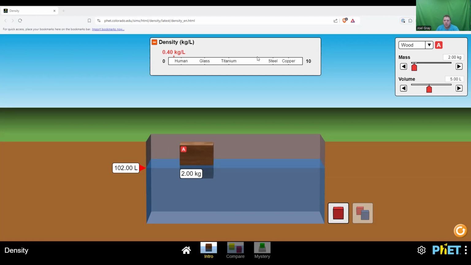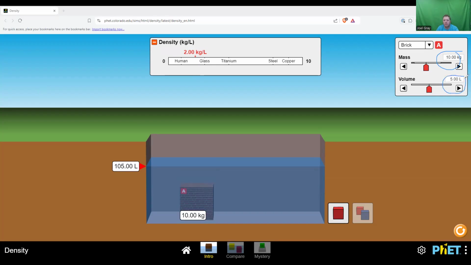Now, if we were to switch this from wood to a brick, that brick compared to wood is going to sink all the way. All the while, what we've seen is that this brick has a mass of 10 kilograms, which is in the upper right-hand corner here, and a volume of 5 liters. It completely sinks. 100% of that brick is submerged in the water.